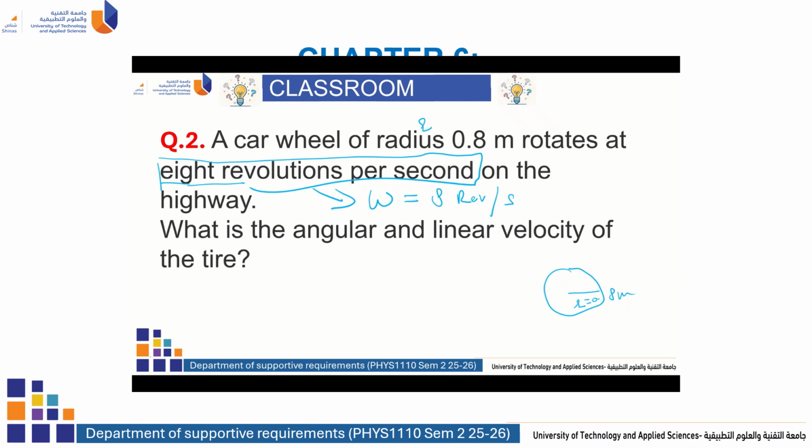Now they are asking what is the angular and the linear velocity of the tire. Angular means this omega, and the linear means the v, the velocity of the tire. The omega is like this if this is the tire, and the linear is like this all the time, like that.